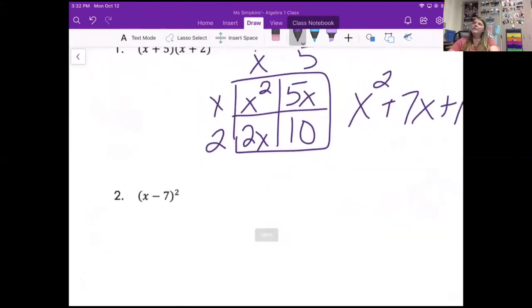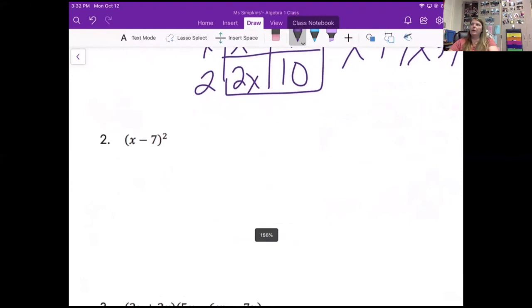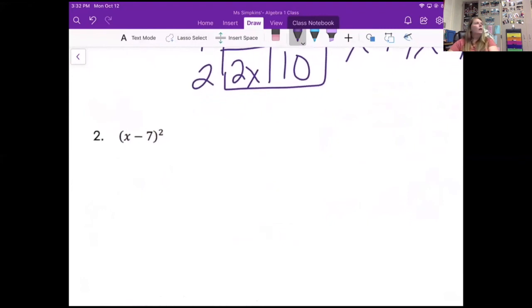Okay. What does that mean? X minus 7 squared. What is that asking me to do? Ella? Multiply x times 2, negative 7 times 2. Okay, I don't disagree. When you square something, what does it mean?